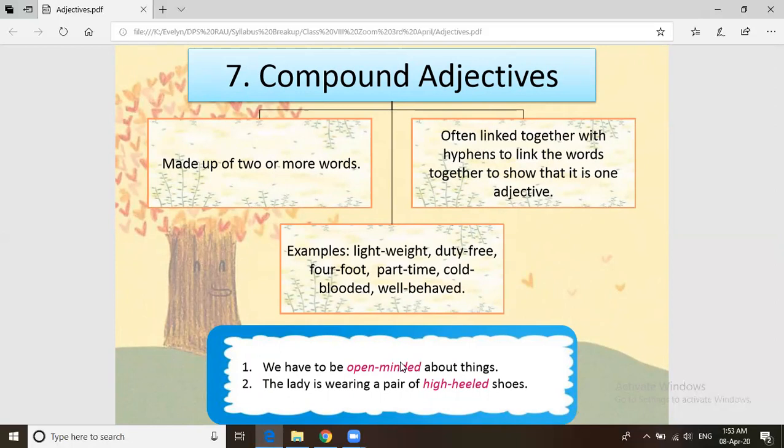The examples are: we have to be open-minded about things. The lady is wearing a pair of high-heeled shoes.